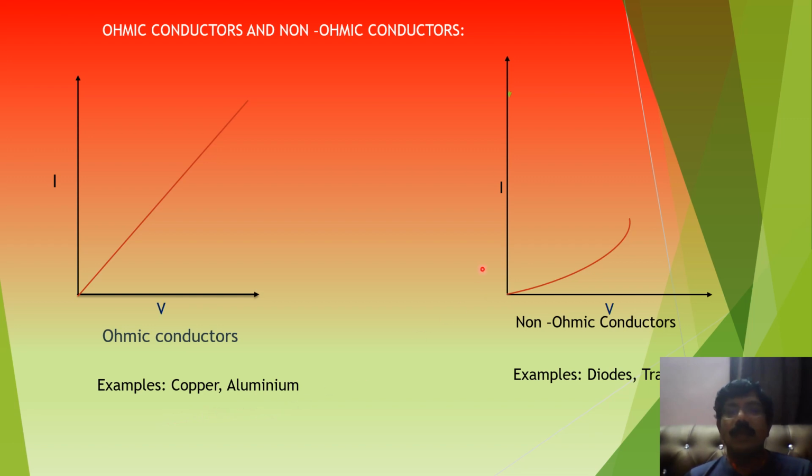You observe this graph. See this one. The graph of potential difference and current is a curve here. You observe this is a curve, not a straight line. So these are known as non-ohmic conductors. Examples: diodes, transistors, and so on. These are the examples of non-ohmic conductors. So non-ohmic conductors are the materials which do not obey Ohm's law.